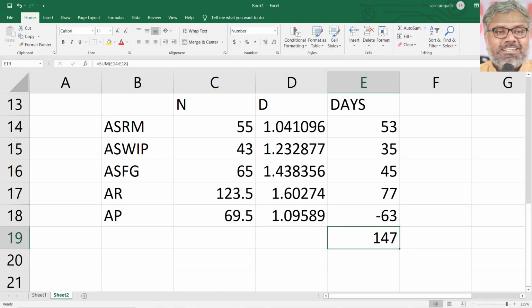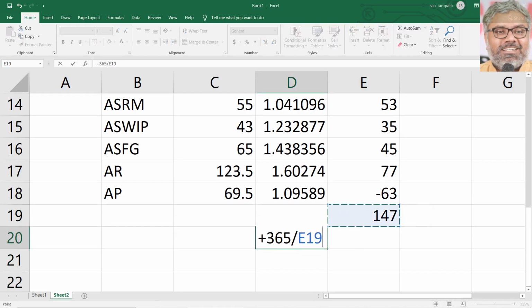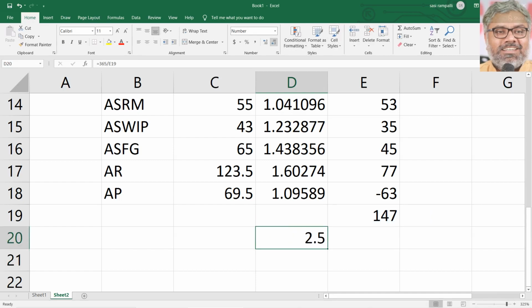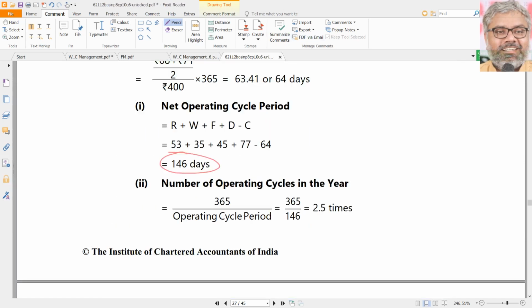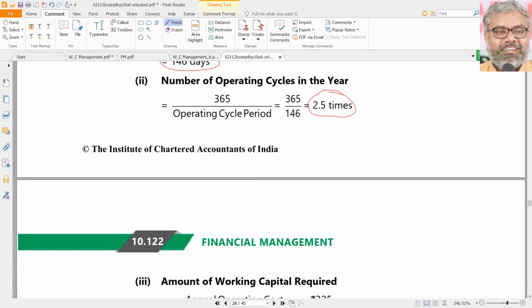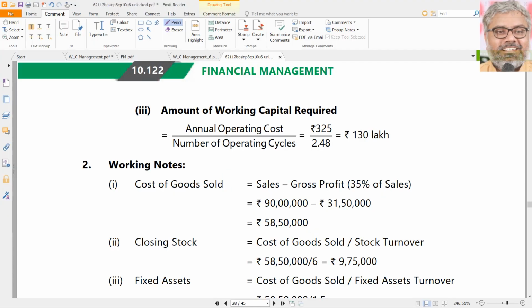Simply because the year is given as 365 days, 365 divided by 147 or so will give us around 2.5 cycles per year. That's it. The operating cycle will rotate 2.5 times in the year. That is the answer for the second question. But the question is not over.